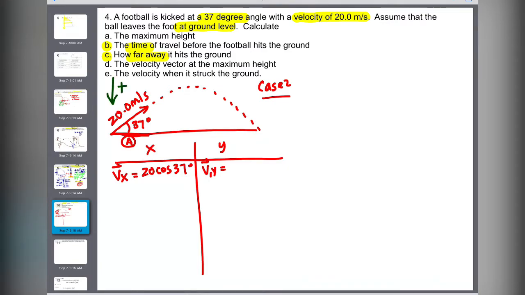So I always assume down to be positive. Meaning if this object is going upwards, I stick a negative in front of it and assume everything down is positive. Okay, so that's just how I like to do that. And so because this is the component, it is going to be 20 sine of 37. Okay, and then keep going.